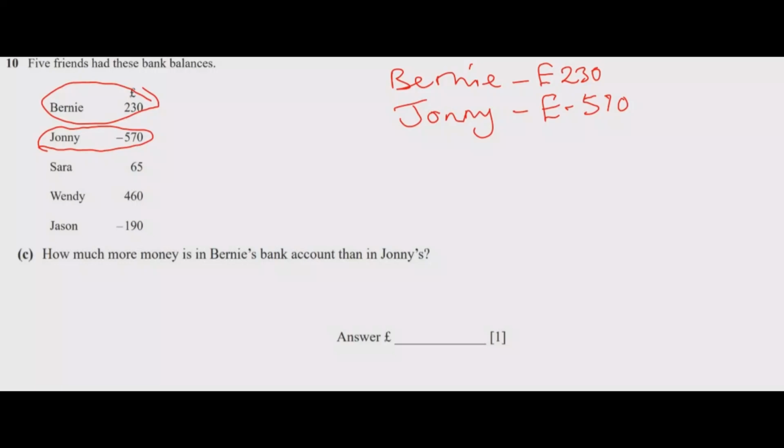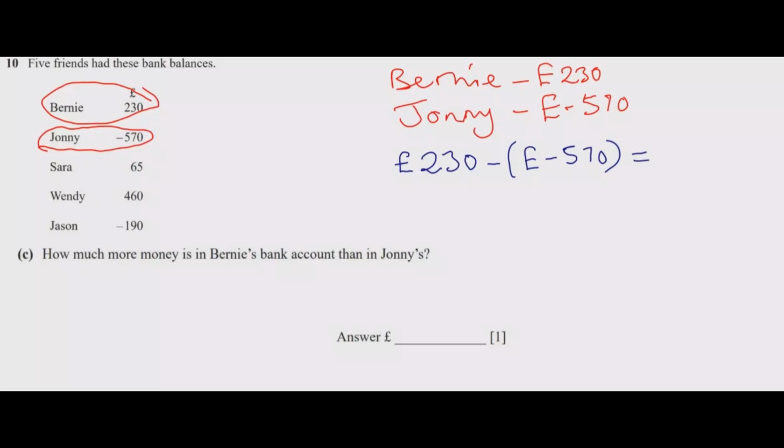So for us to find the difference between these two accounts, we need to subtract. So we're going to say 230 pounds minus negative 570 pounds. Sorry, let me put the pound sign here. What will be our answer?